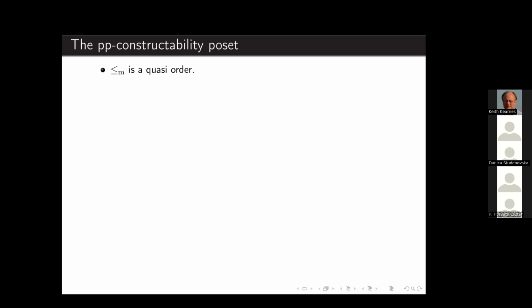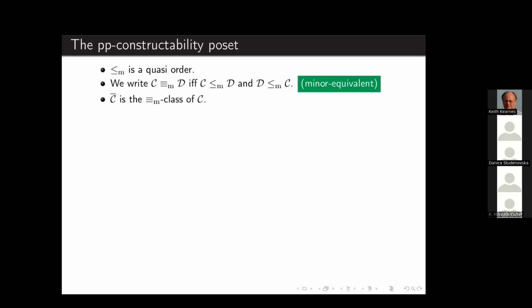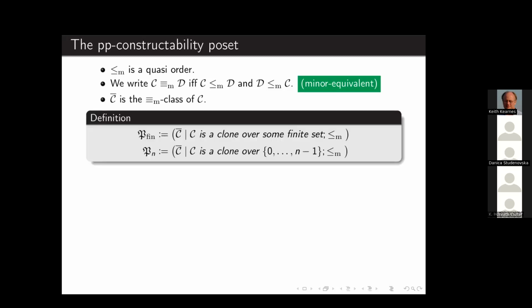So this was actually just the introduction, and now we are ready to define properly the poset, which is the object of study. We saw that the existence of a minor preserving map gives rise to a quasi-order, so it makes sense to use less or equal as a symbol. And as we usually do, from a quasi-order I define the corresponding equivalence relation, and I say that 2 clones are minor equivalent if there exists a minor preserving map in both directions. Then I will denote by overline C the M class of a clone C over a finite set.